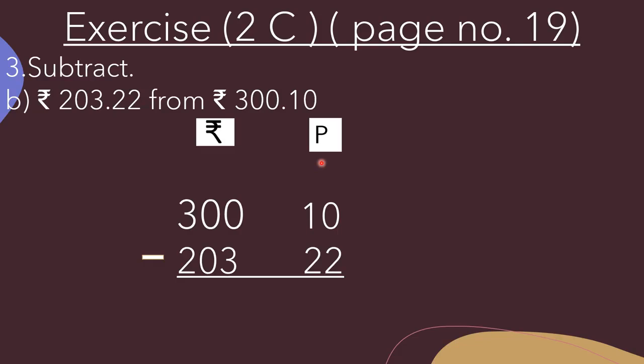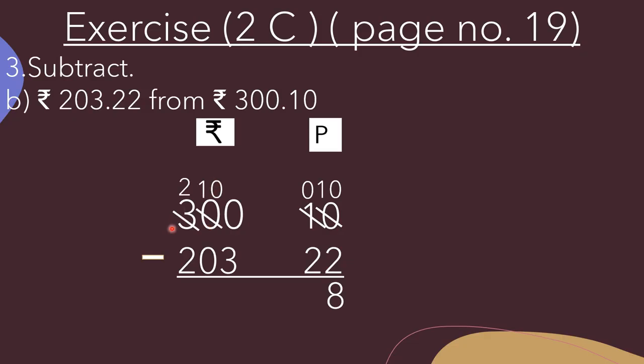So we will start from our right hand side. So here 0 minus 2, that is not possible. So this 0 will take borrow and it will become 10. And this 1 will become 0. Now 10 minus 2, that is equal to 8. Now this 0 will take borrow from this, but it doesn't have anything. So first of all, the leftmost 0 will take borrow and it will become 10.